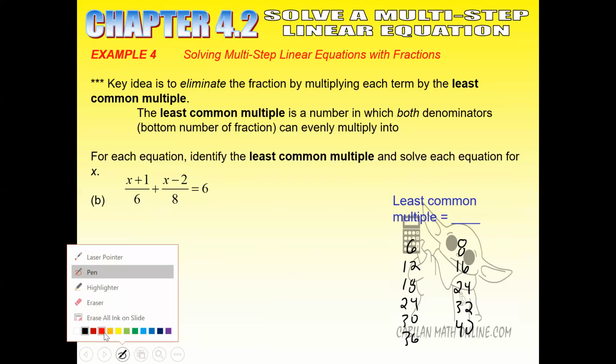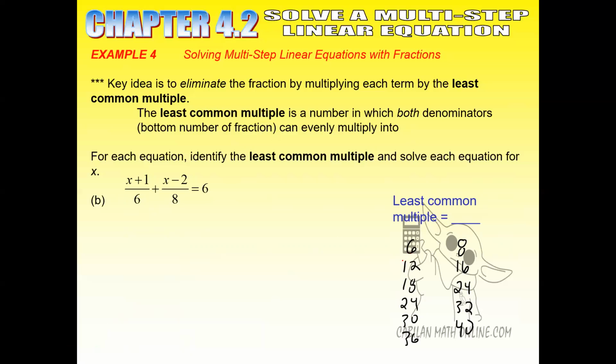Now, in this question, you need to see what number they have in common. Well, if you look at the list here, the only number from our list that they have in common is 24. Notice that there's no other number that matches for both. So guess what? That happens to be the least common multiple. So it's going to be 24.